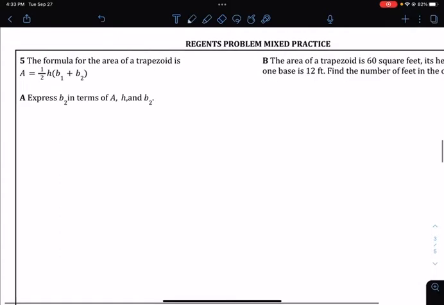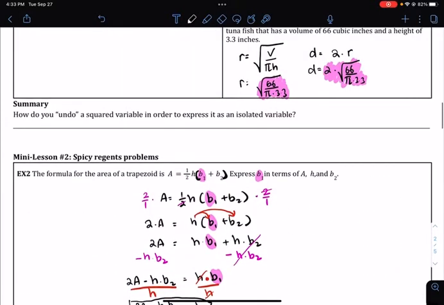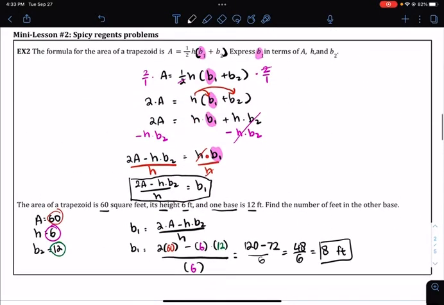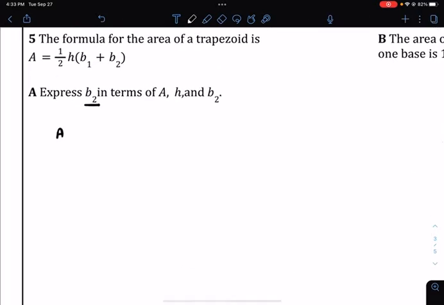Alright guys, let's practice. So we want to express b sub 2. Oops, I made a mistake here. Actually no, never mind. Alright, so a equals 1/2 times h times (b sub 1 plus b sub 2). We want to isolate b sub 2.